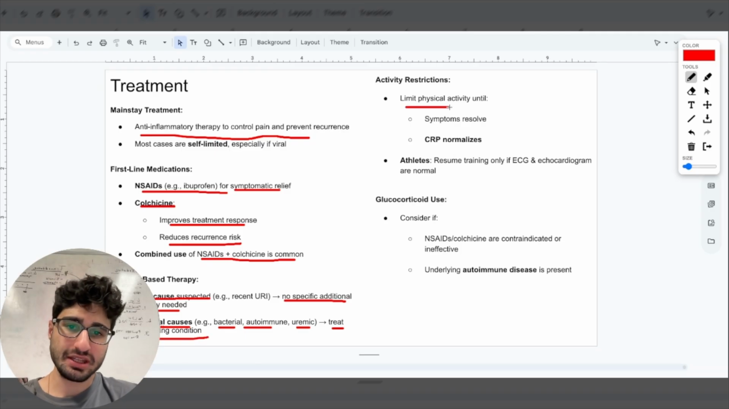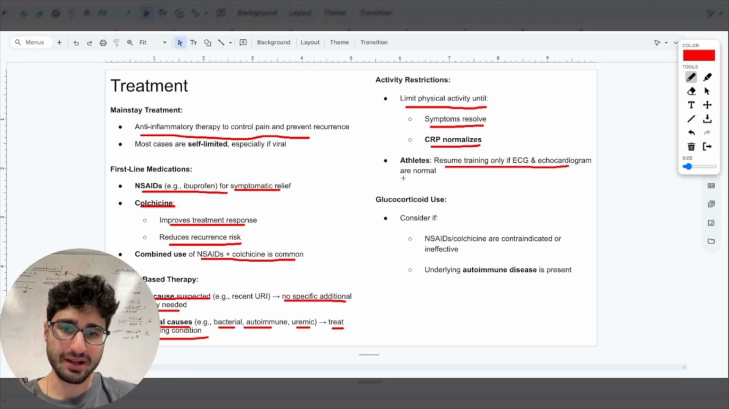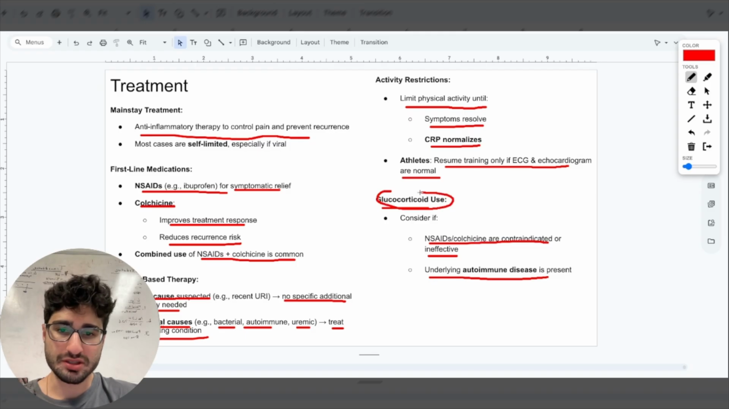Now, patients also need to limit physical activity until the symptoms resolve and the CRP normalizes, and athletes may resume training only if ECG and echocardiogram findings are normal. Now, if NSAIDs and colchicine are contraindicated or ineffective in patients, then we can use glucocorticoids, or if the patient has an underlying autoimmune disease that might be causing the pericarditis, then we can also use glucocorticoids in treating pericarditis.